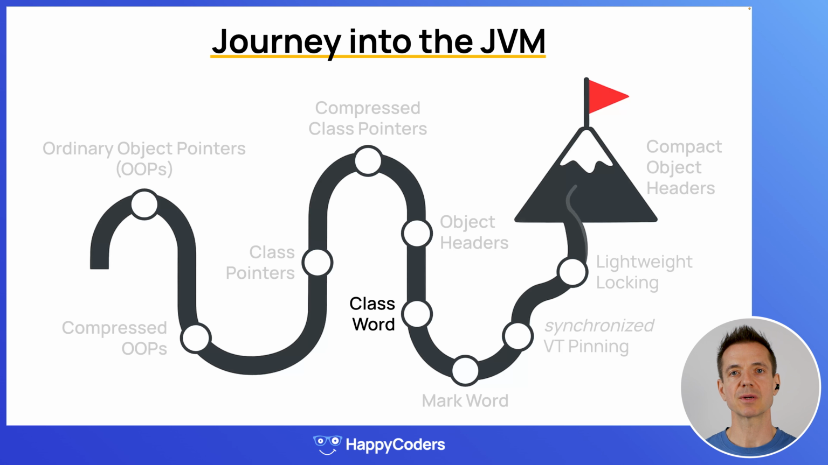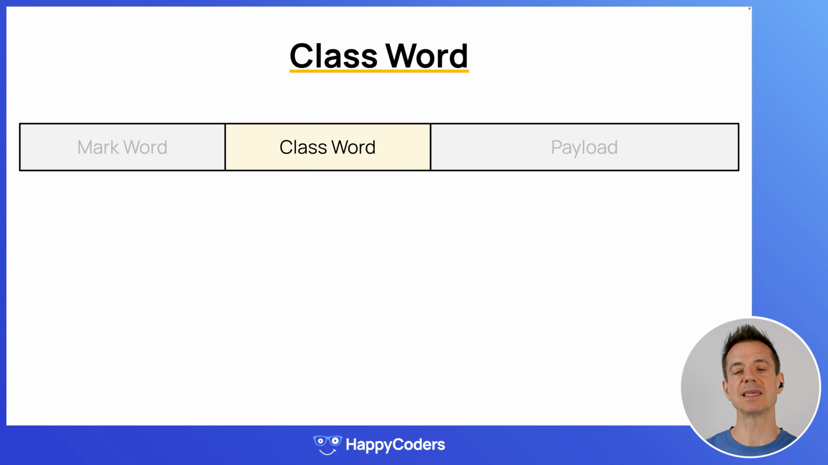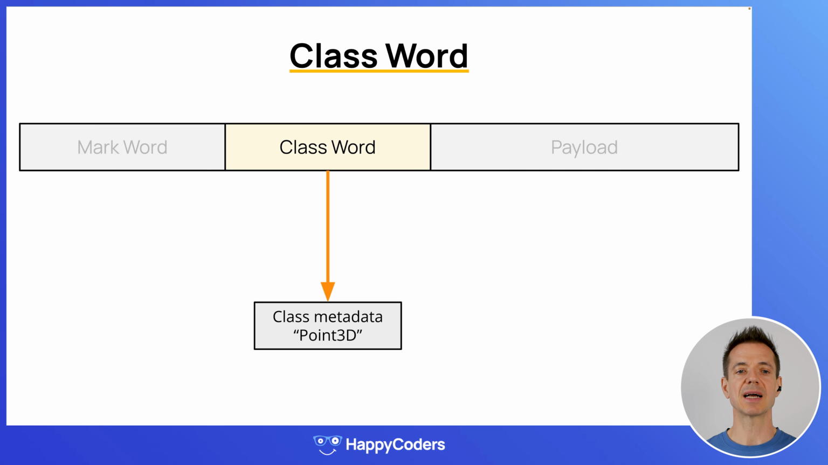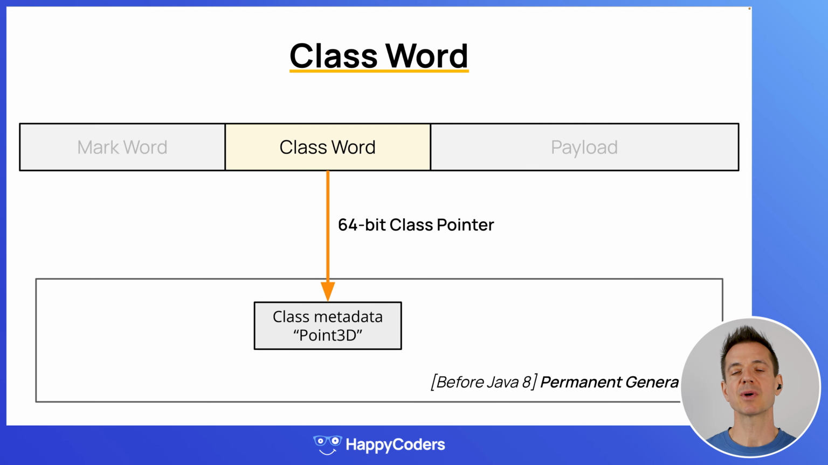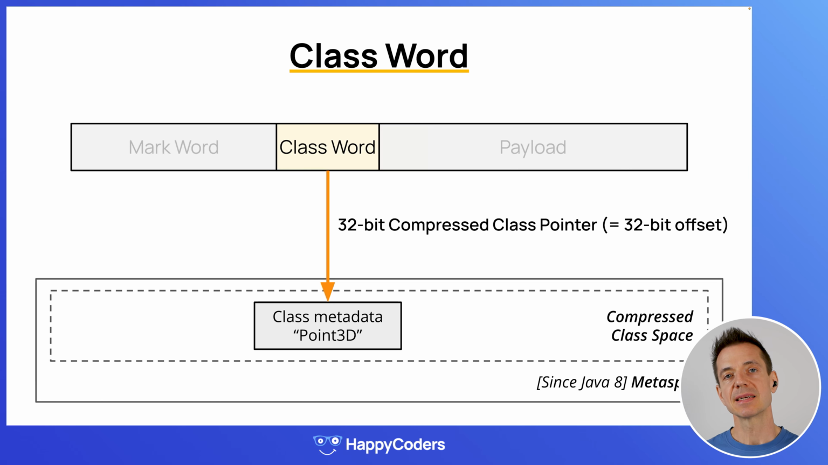We'll start with the class word. The class word is actually easy to explain. It contains the class pointer. And that used to be a 64-bit class pointer into the permanent generation before Java 8, and has since Java 8 been a 32-bit compressed class pointer by default. That is a 32-bit offset to the class metadata in the compressed class space within the metaspace. And thanks to this class word, the JVM knows at runtime which class an object belongs to.